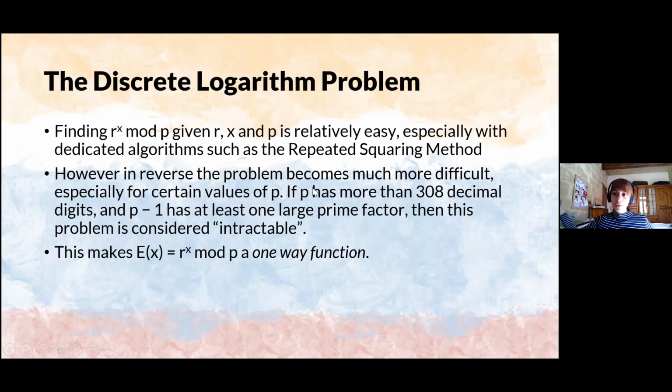So if p is a very, very large prime and p minus 1 has at least one large prime factor, then this problem is considered intractable. In computing, that's a term for possible, but so difficult you wouldn't do it. So this makes r to the x mod p a one-way function.